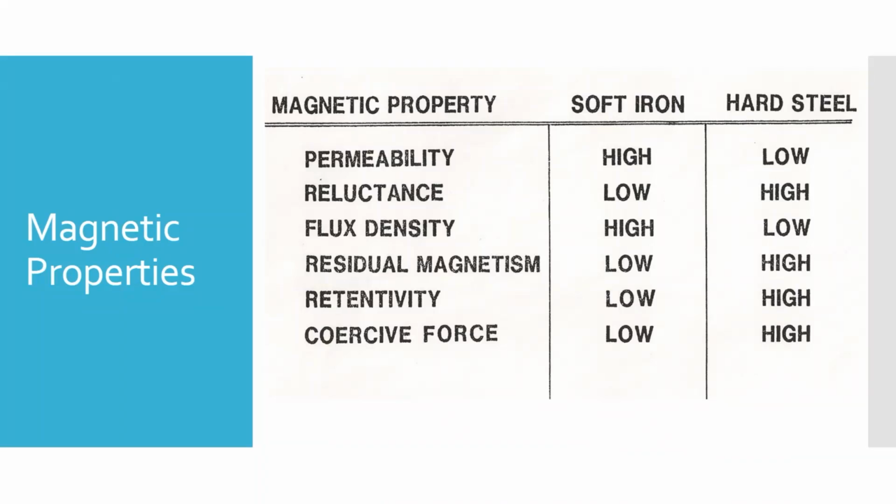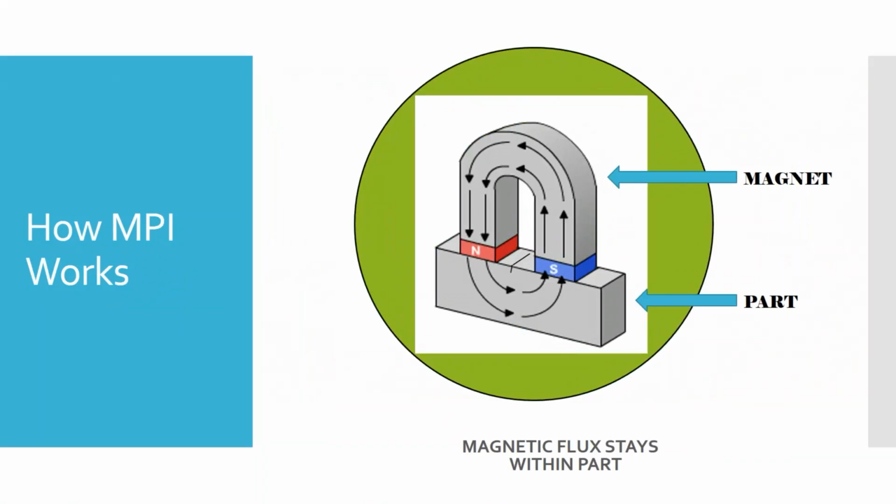So how does the MPI work? Let's see some images. So here's our magnet. This is a permanent magnet instead of an electromagnet. But a magnet like this is going to generate a field. And then when you have a metal part, iron or other ferromagnetic material, the flux is going to want to travel through the iron, right?